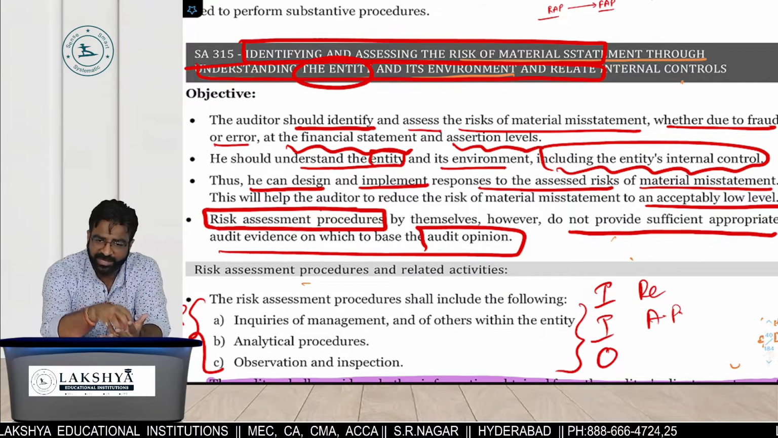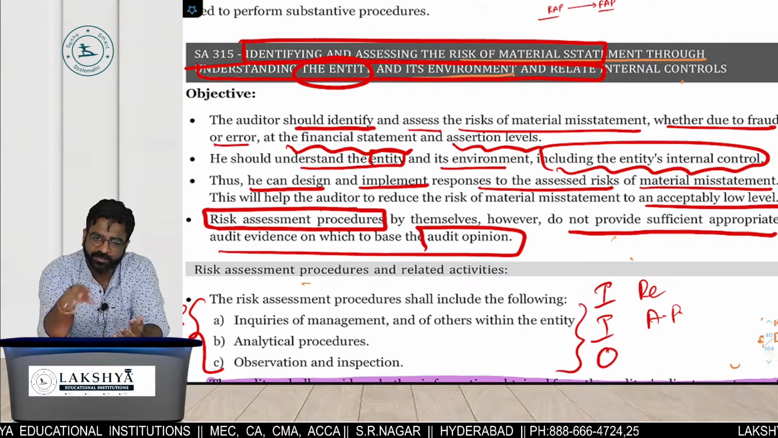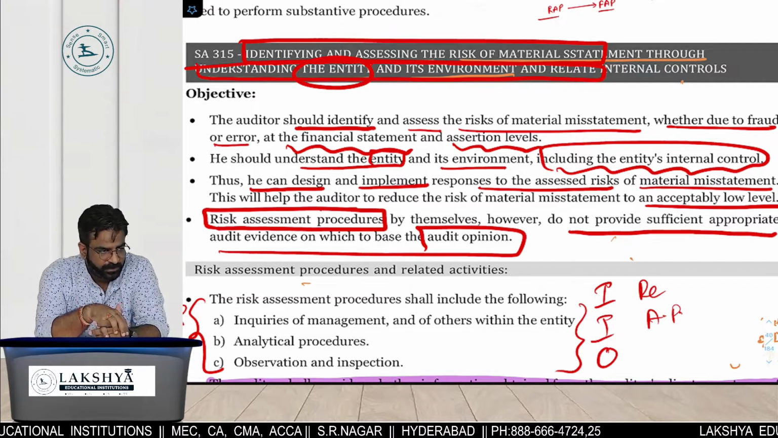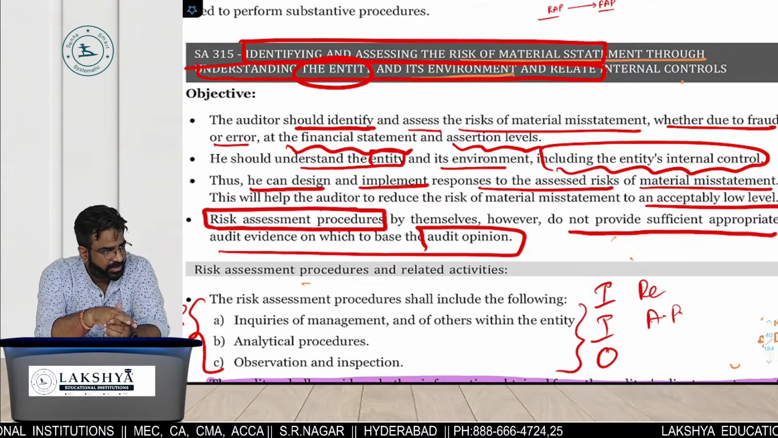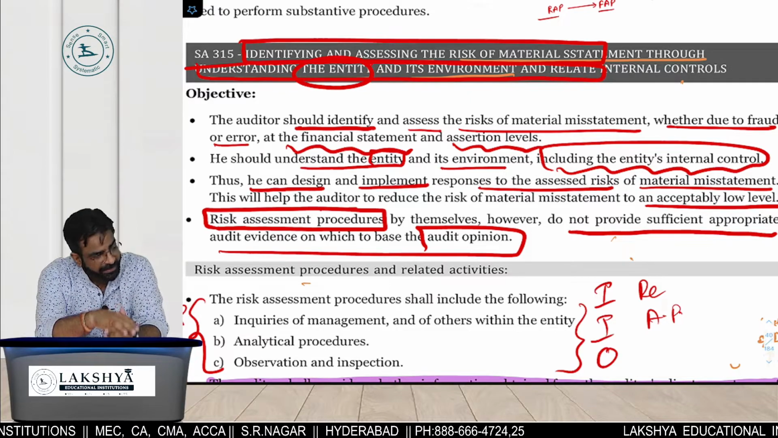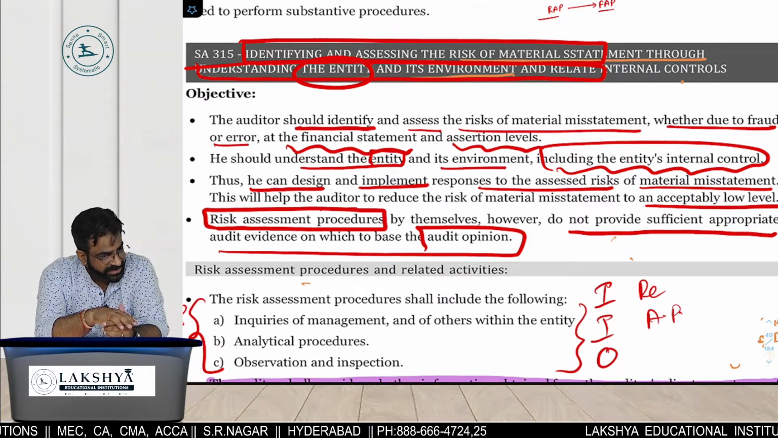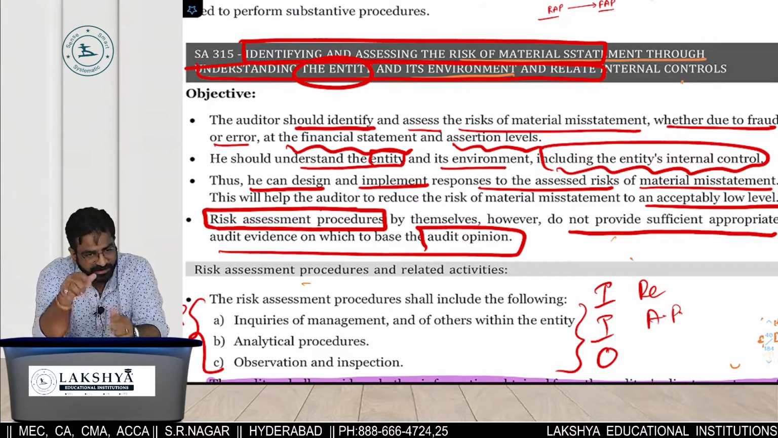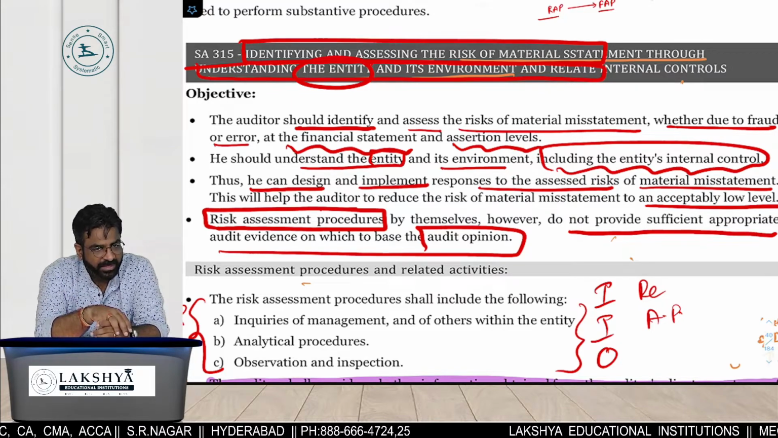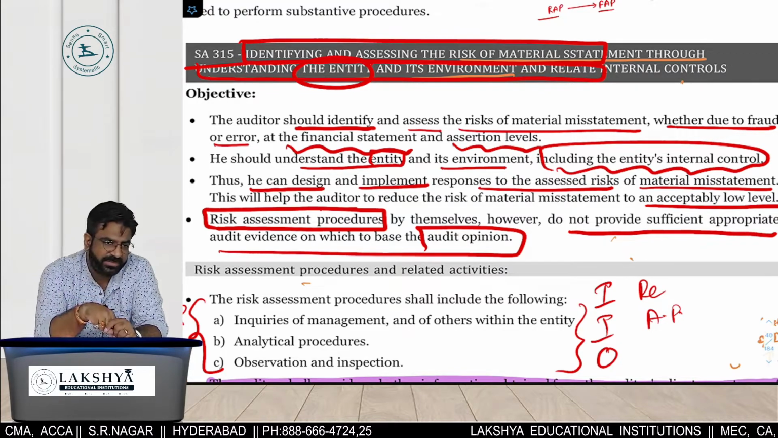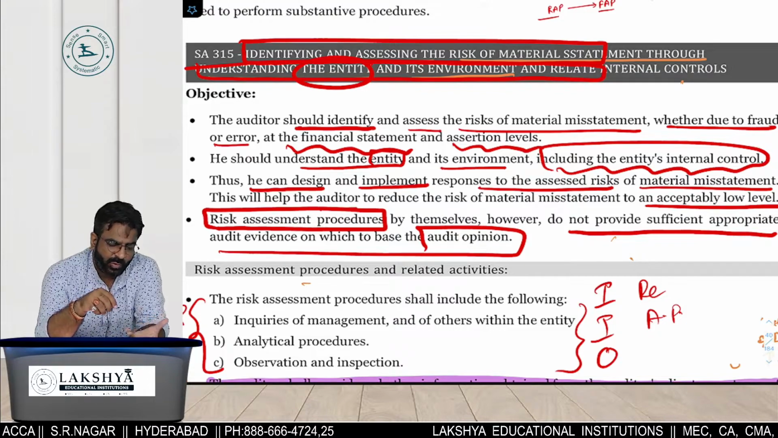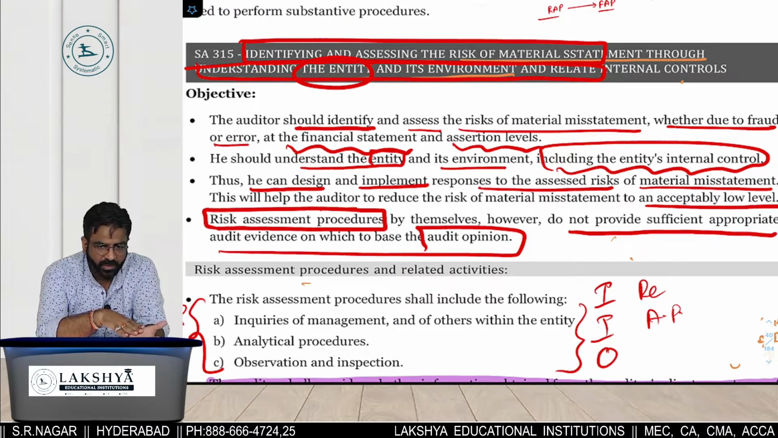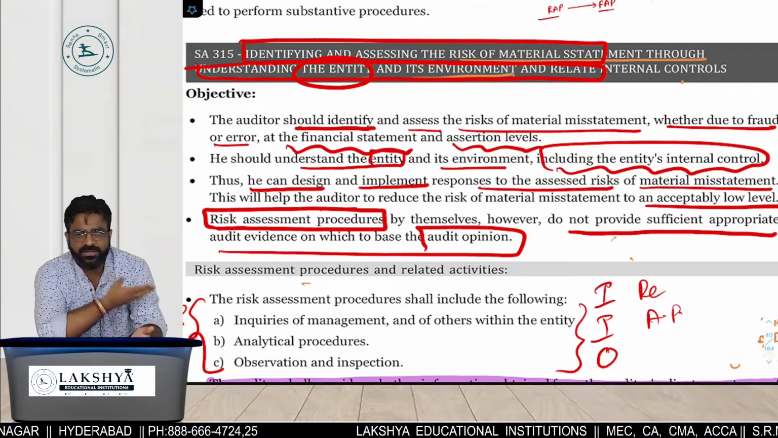Is RAP enough, or are RAP plus FAP both required? Is only RAP sufficient, or are RAP and FAP required? What is required in FAP? TOC, SP. What is required in SP? TOD, SAP. What is required in TOD? So only RAP is not sufficient, and only FAP is not sufficient. That's what they're trying to tell you in the last point.